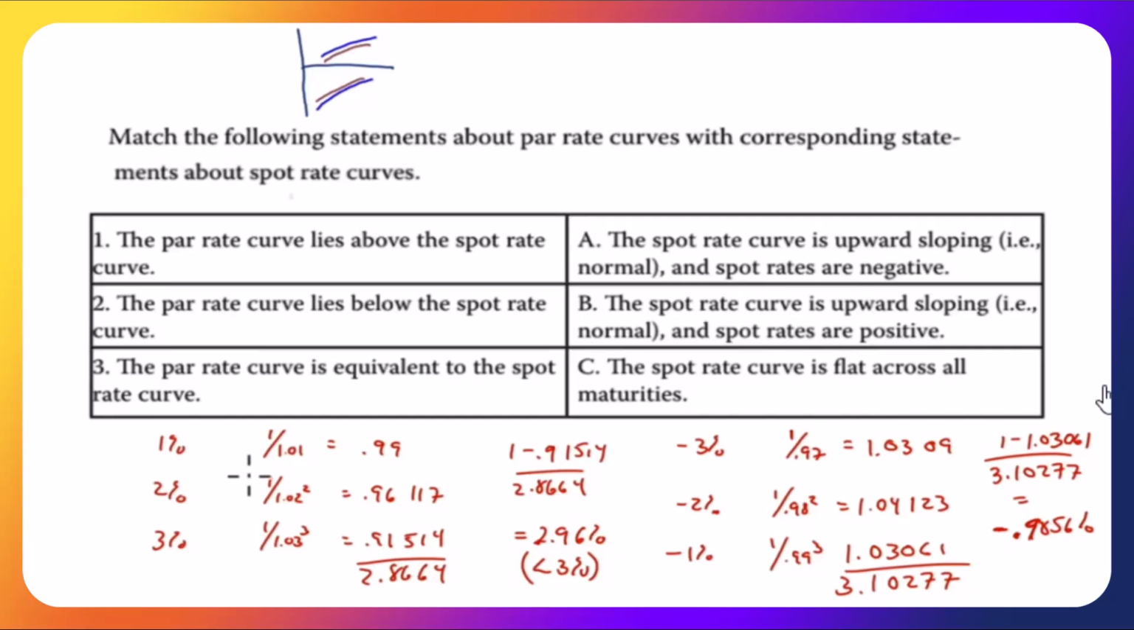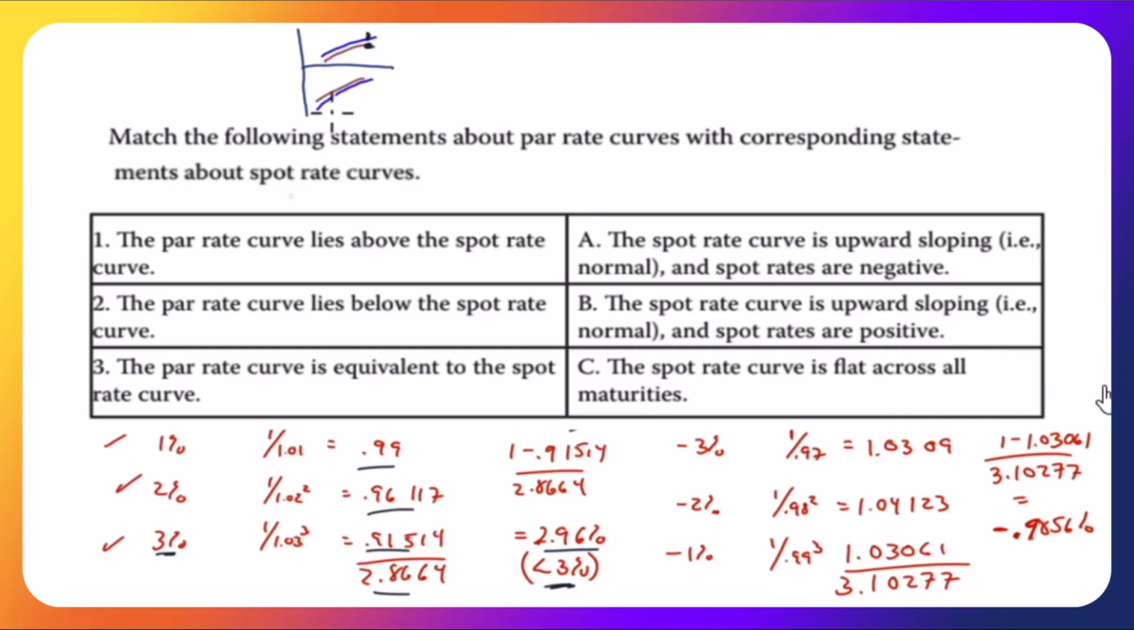To show you, let's have an upward sloping curve with positive spot rates, 1%, 2%, 3%. We'll calculate our discount factors and the sum of the discount factors, and we know that our par rate will be 1 minus the last discount factor over the sum of the discount factors, 2.96%. Notice it is below 3%. It would be below the 3%.